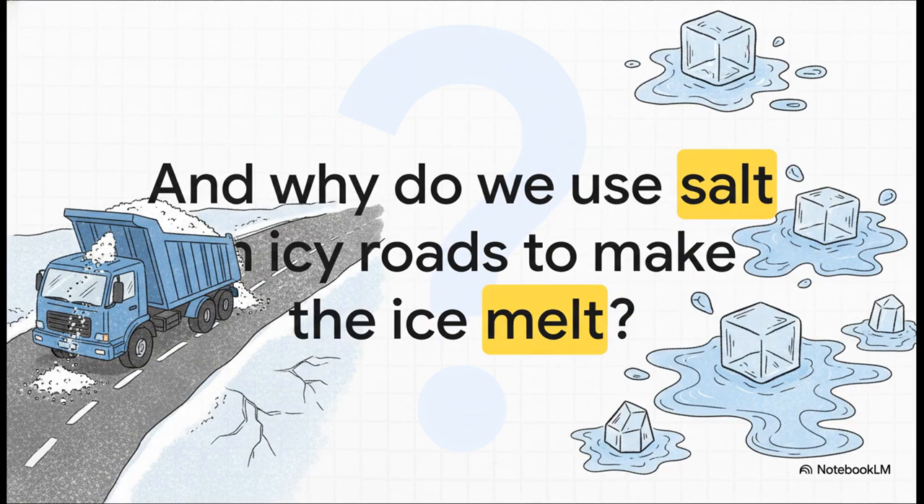And then there's the flip side of that puzzle. Come winter, we see those big trucks out there spreading salt all over icy roads. But in this case, the goal is to make the ice melt. So hold on, salt can make an ice mixture colder, but it also makes road ice just disappear. What is going on here?